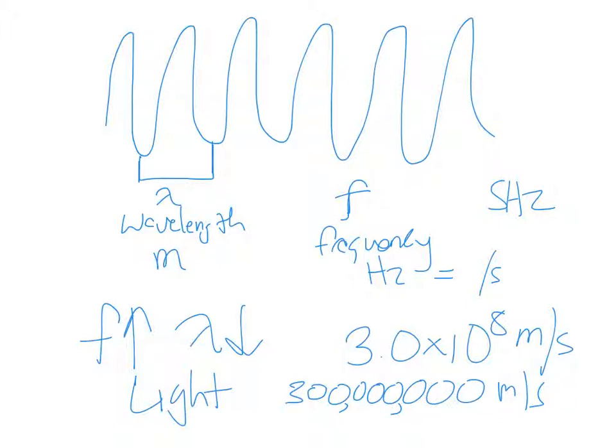But because the speed is constant, if I adjust the wavelength, the frequency will adjust in the opposite way. And the way that we prove that mathematically is that we say that the wave speed is equal to the frequency times the wavelength.